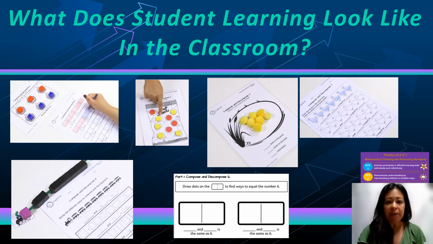You'll notice a mini copy of the Mathematical Thinking and Reasoning Standards poster in the corner. This is to remind us that the MTRs are how students demonstrate their understanding of mathematics. These explorations by students in the classroom could demonstrate MTR 1, which is actively participate in effortful learning, MTR 2, which is demonstrate understanding by representing problems in multiple ways, MTR 5, which is use patterns and structures to help understand and connect math concepts, and MTR 7, which is apply math to real-world contexts.